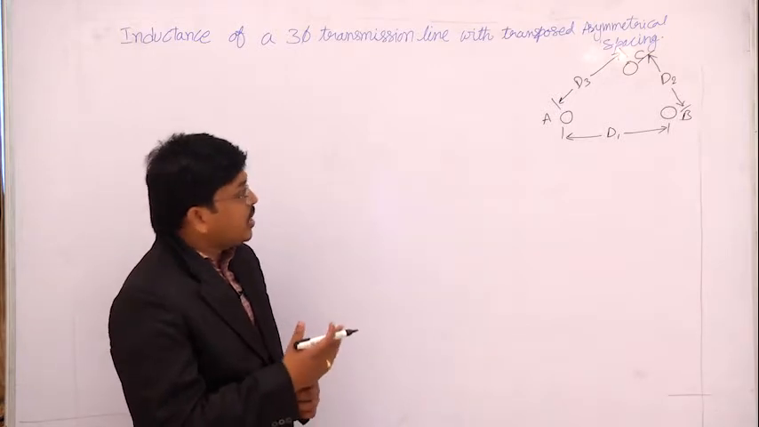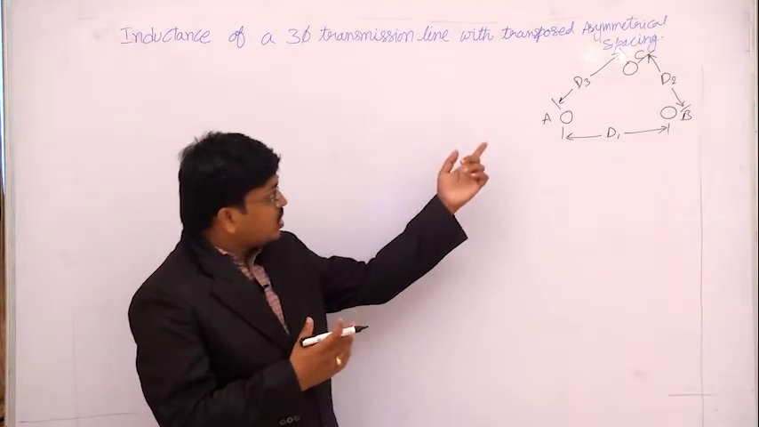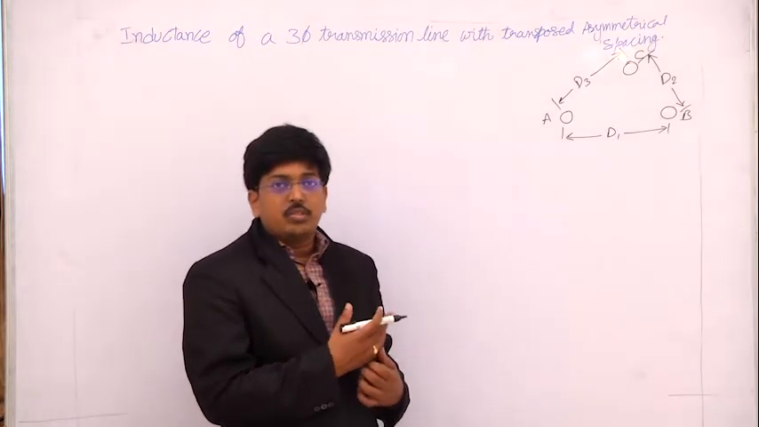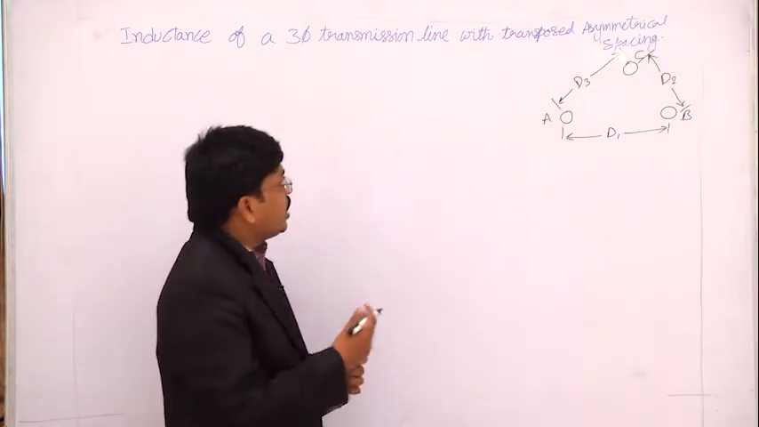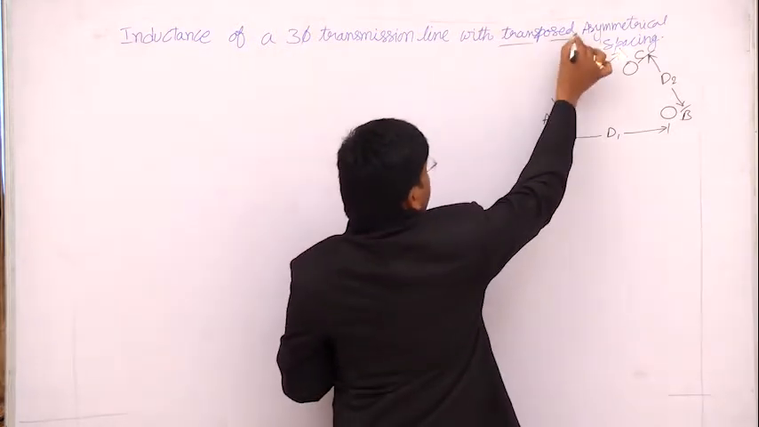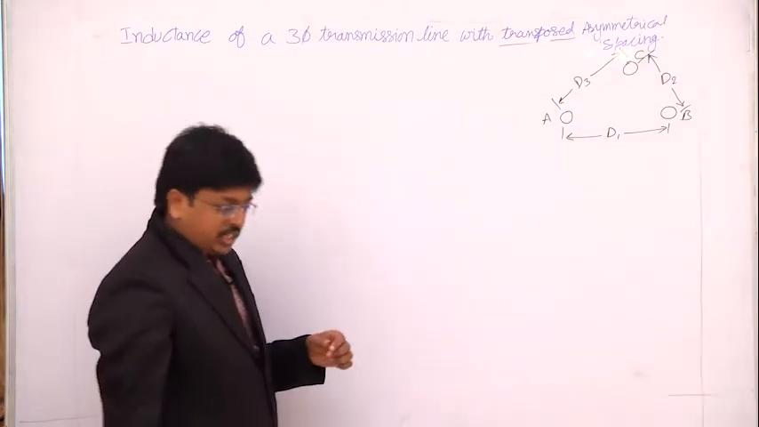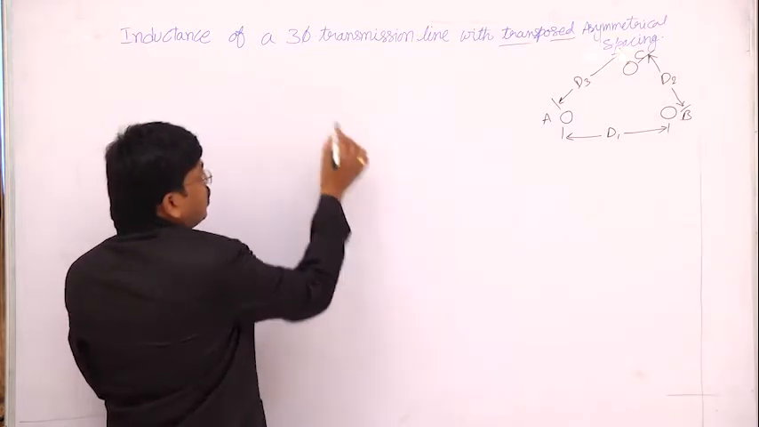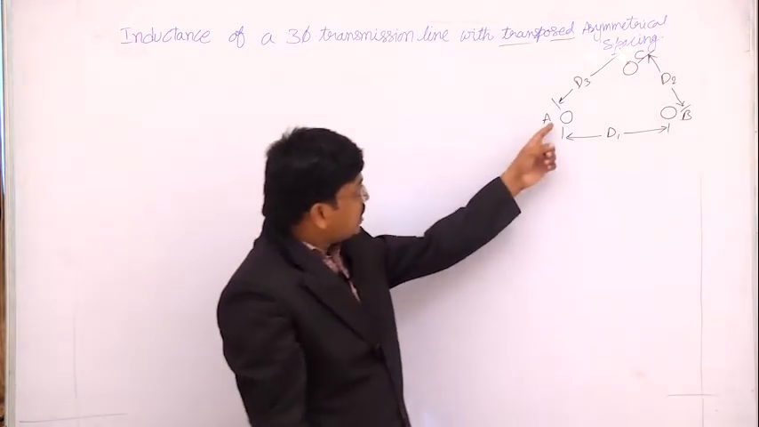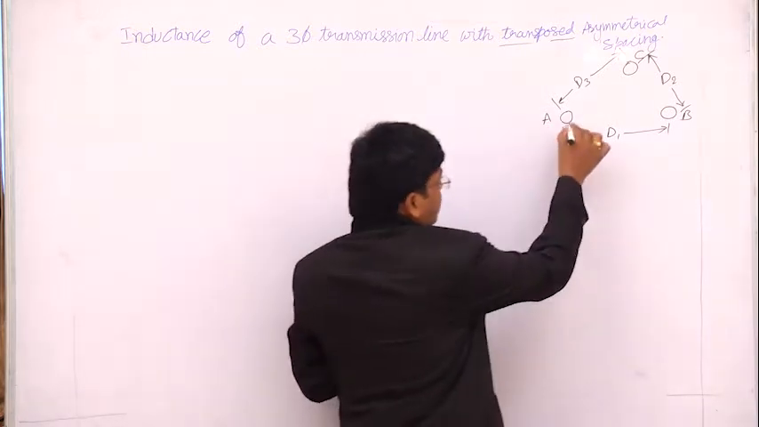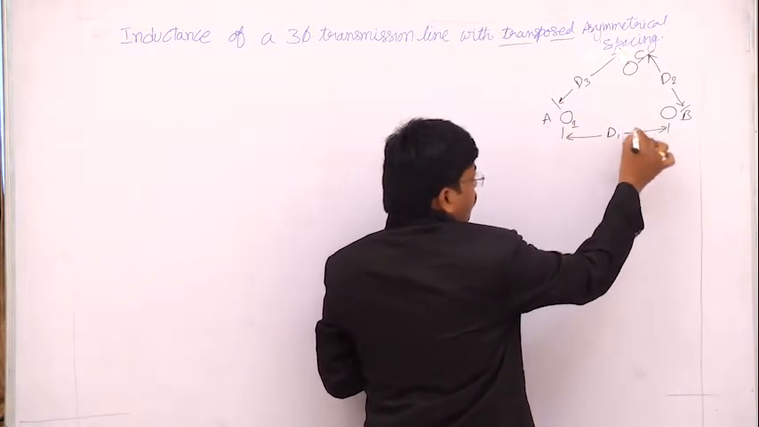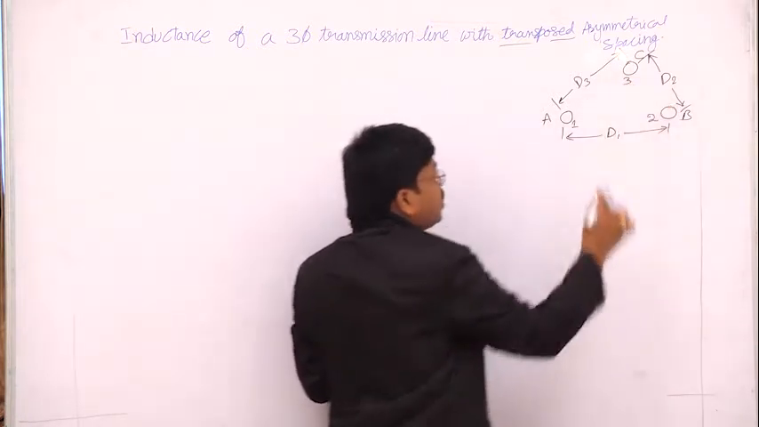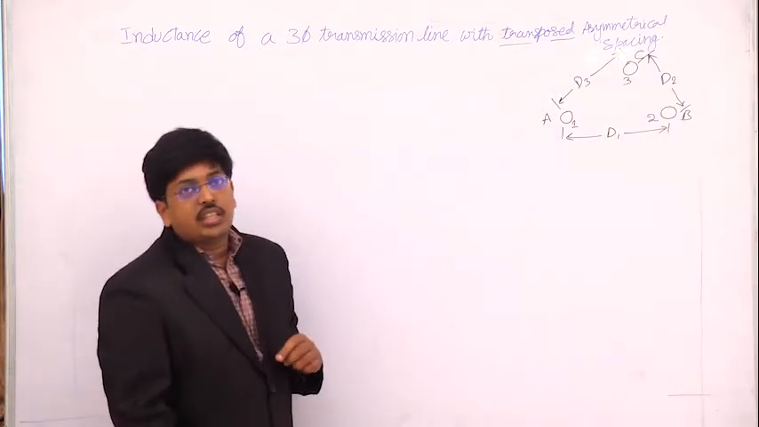So to meet the balance between these three-phase inductances, that is LA, LB, LC, we have to introduce the transposition concept. Okay, transposition concept. So what does transposition mean? Here there are three positions. This is position 1 of the conductor, this is position 2 of the conductor, and this is position 3 of the conductor.